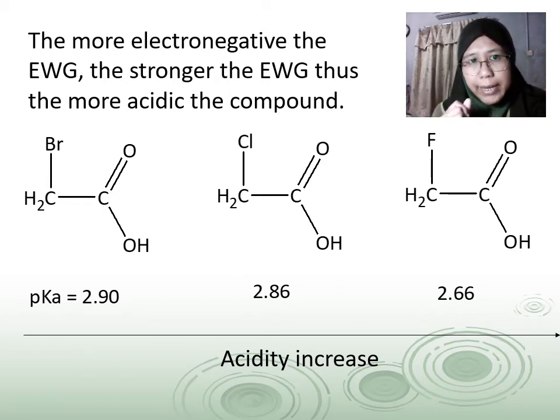So let's look at these three compounds. On the left is ethanoic acid, where bromine is attached to the second carbon. The pKa is 2.9. Chlorine is more electronegative than bromine, situated at the same place. It has pKa 2.86, lower. And finally, on the right, fluorine is the most electronegative element, situated at the same carbon. It has pKa 2.66. This proves that the more electronegative an EWG is, the more acidic the carboxylic acid it is attached to.